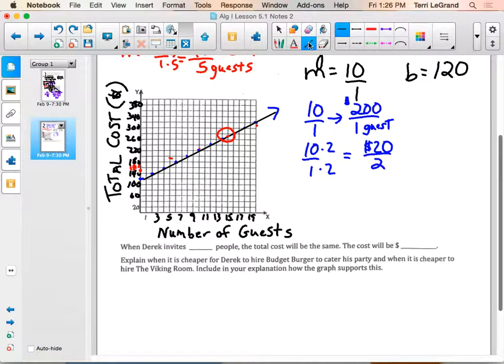And of course, draw your line. They're going to be pretty tightly close together. And here's the other thing we're going to do. We're going to give each of them their name. We're going to call Budget Burger BB. We're going to call Viking Room VR.